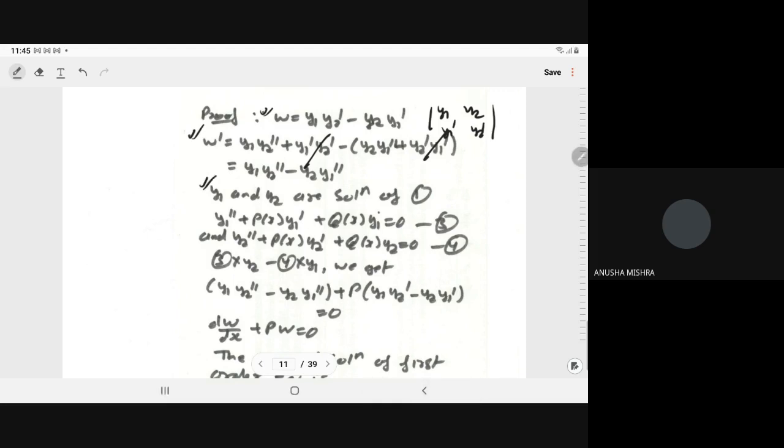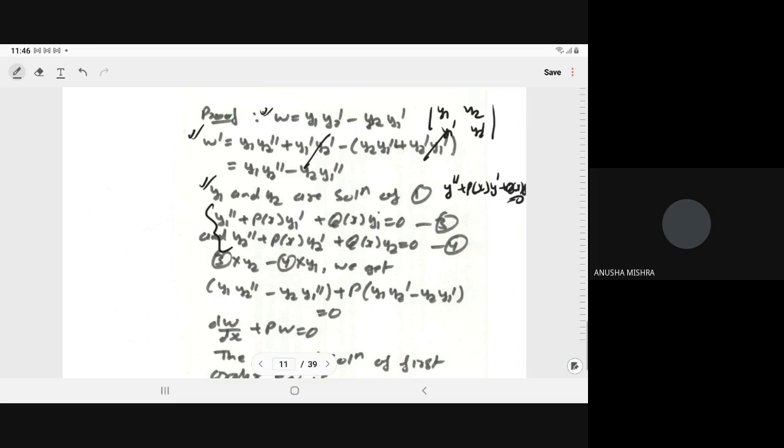So here we have W dash as y1 into y2 double dash minus y2 into y1 double dash, and y1 and y2 are solutions of the first equation. It is given to you that they are solutions. It means they satisfy the given homogeneous differential equation. Y1 double dash plus p(x) y1 dash plus q(x) y1 is equal to 0, because our equation is y double dash plus p(x) y dash plus q(x) y is equal to 0. Similarly for y2 we have y2 double dash plus p(x) y2 dash plus q(x) y2 is equal to 0.